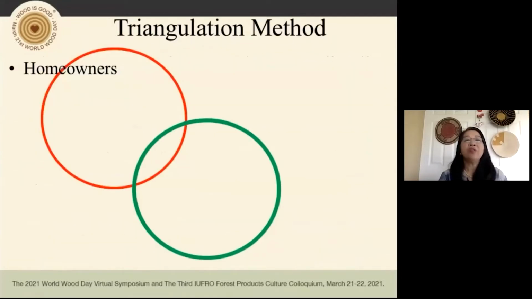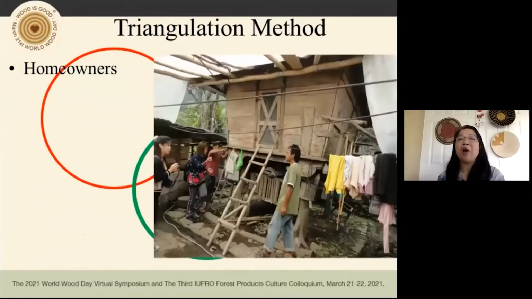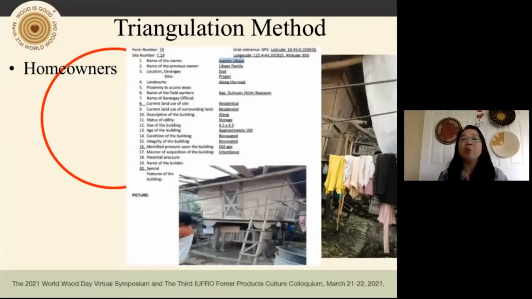The second source of information were the homeowners and the house builders. Homeowners were important sources of information as they are now the custodians of the native house that they have inherited from their elders. For example, in this photo, we interviewed native house owner Juanito Libayo of Barangay Duwit, Kiangan. In another research study, information such as use, size, age, and condition of the native house were provided and now forms part of the database of the native house in Kiangan, Ifugao.